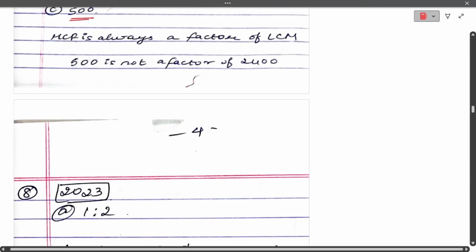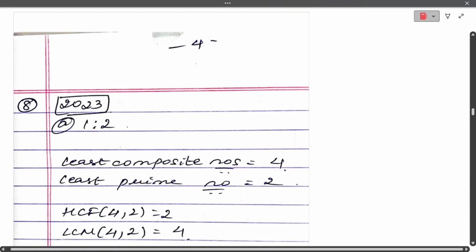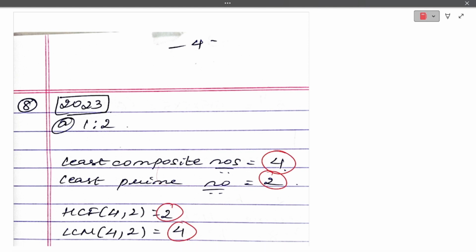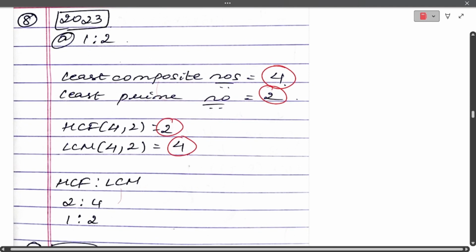Next we have question number 8. The ratio of HCF and LCM of the least composite number and the least prime number is. So what is our least composite number? Least composite number is 4. Least prime number is 2. HCF is 2 and the LCM is 4. They have asked HCF is to LCM. So HCF by LCM, that is 1 is to 2, corresponds to option A.